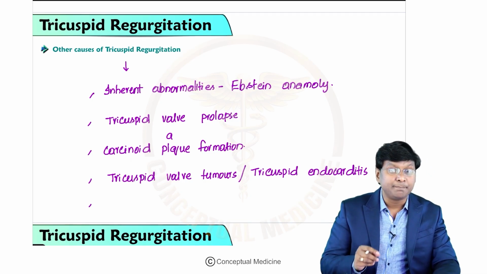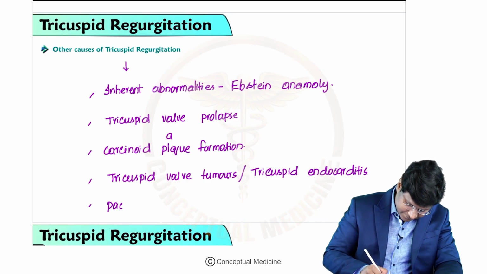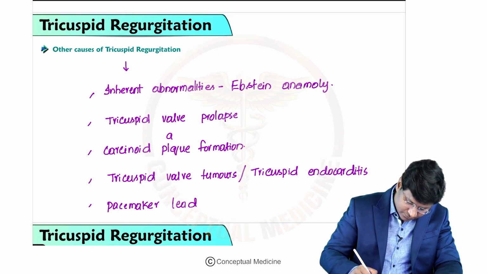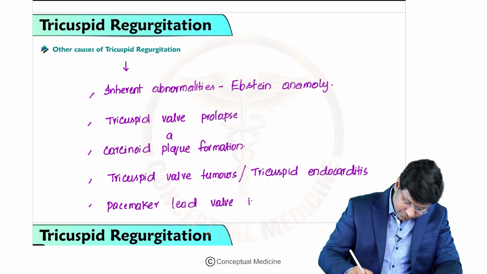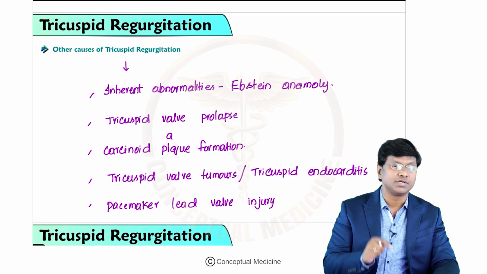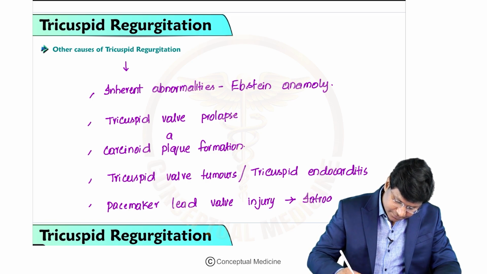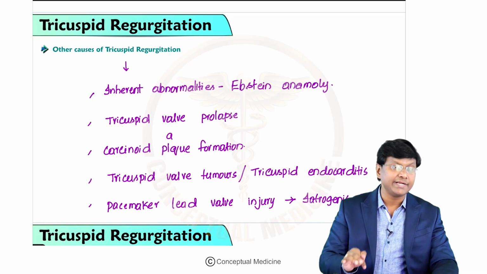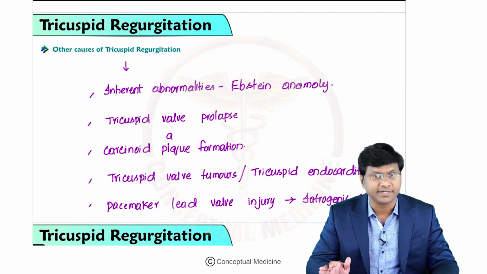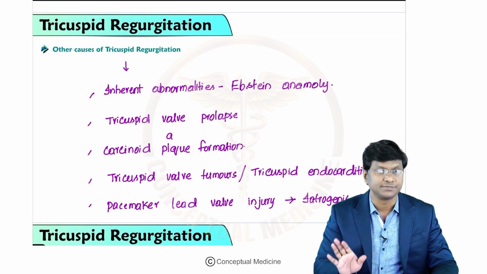And in addition, pacemaker lead valve injury. Even this can cause it, and this will be the iatrogenic cause for the development of tricuspid regurgitation. So these are all the other causes of the tricuspid regurgitation, right?